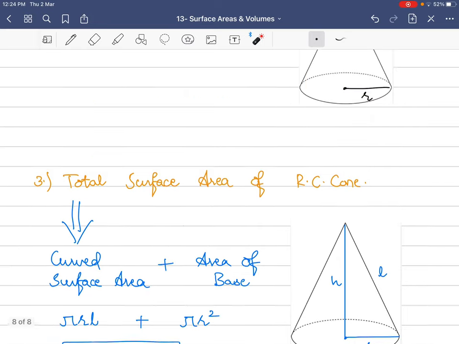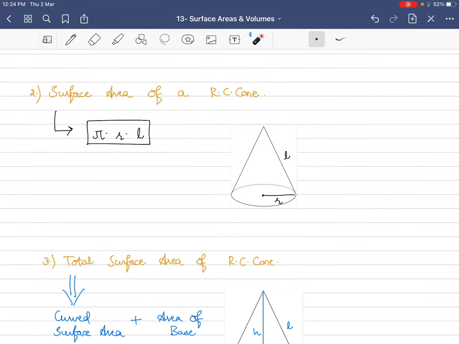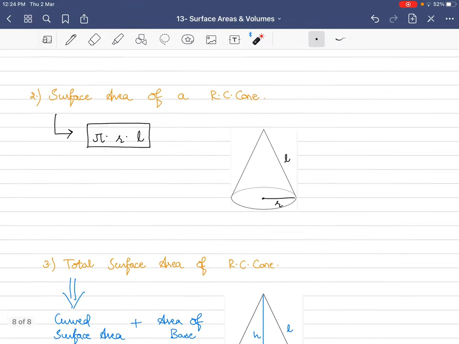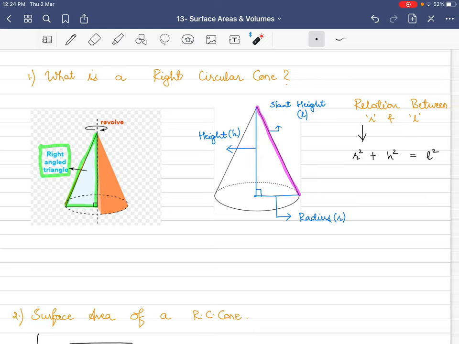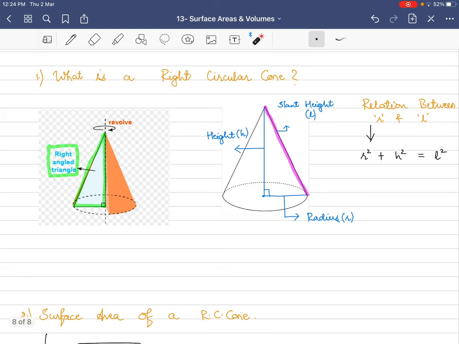So thus we have found two important formulas for surface area and total surface area of a right circular cone, and this relationship is also very important. All these three formulas we are going to use for solving all the unsolved problems in the next video.